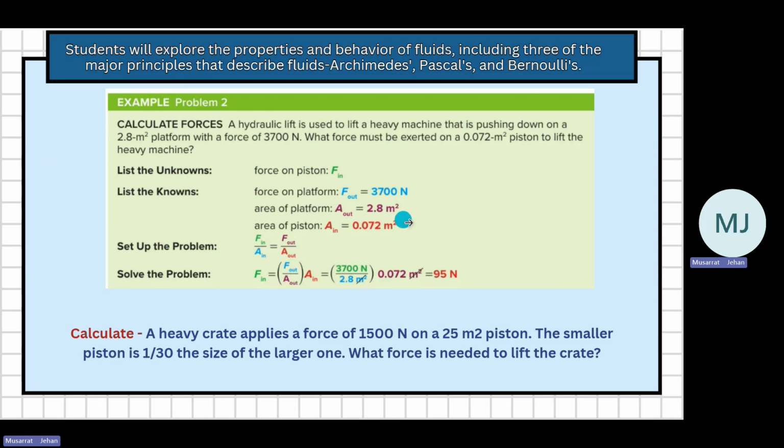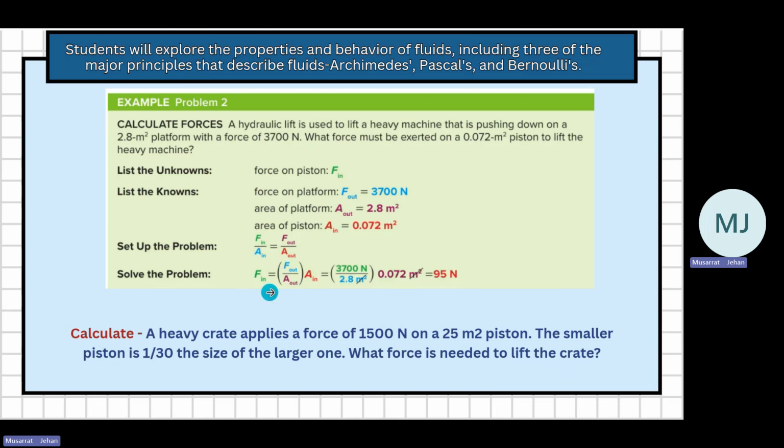So first you write what has been given to you, note it down. F in is not given to us. F out is given, A out is given, and A in. And then you write the formula. Please, girls, remember in your paper, you need to write the formula. There are marks for the formula. You need to write the units. There are marks for the unit. If you forget to write the unit, some marks would be deducted.